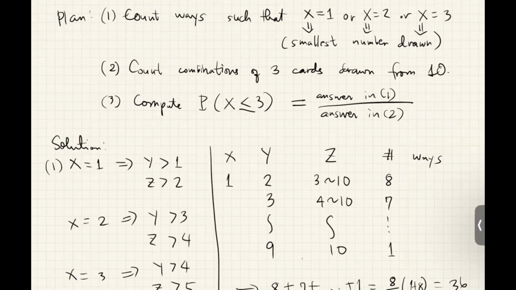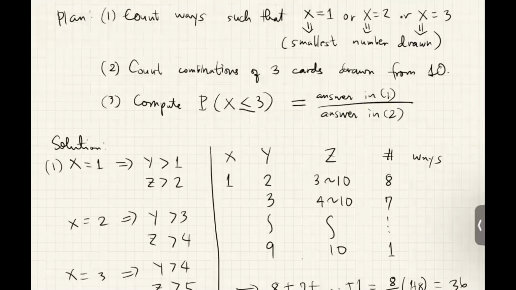So let's look at the first part. How many ways can it be such that when we pick 3 cards, the smallest number of those 3 cards is 1, 2, or 3? To do this, let's look at the cases when X equals 1, X equals 2, and X equals 3. Let's start with X equals 1. If X equals 1, the possibilities for Y could be 2, 3, all up to 9. Y cannot be 1, because 1 is already taken by X, and there's only one 1 in that deck of 10 cards. So Y could only be 2, 3, 4, 5, 6, 7, 8, 9.